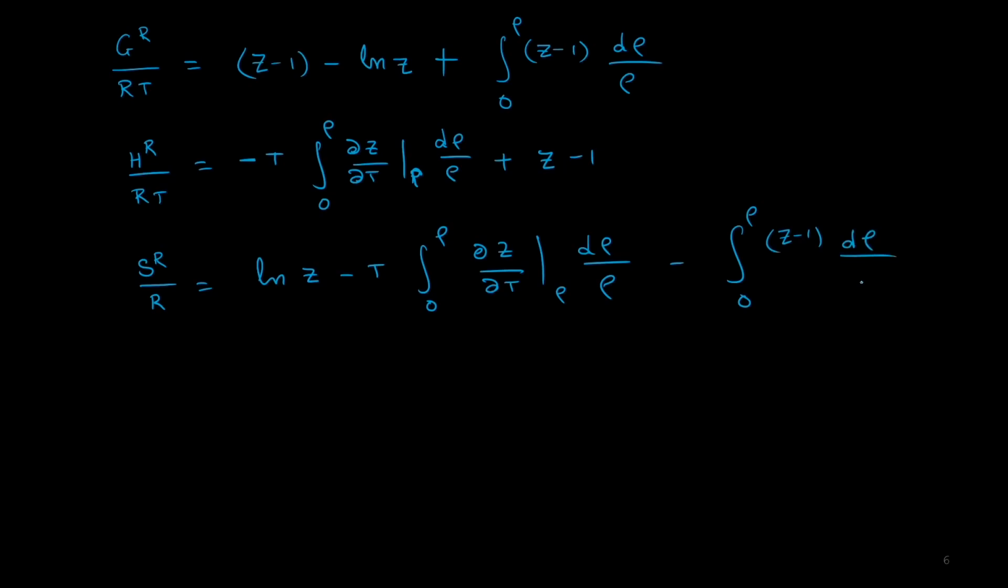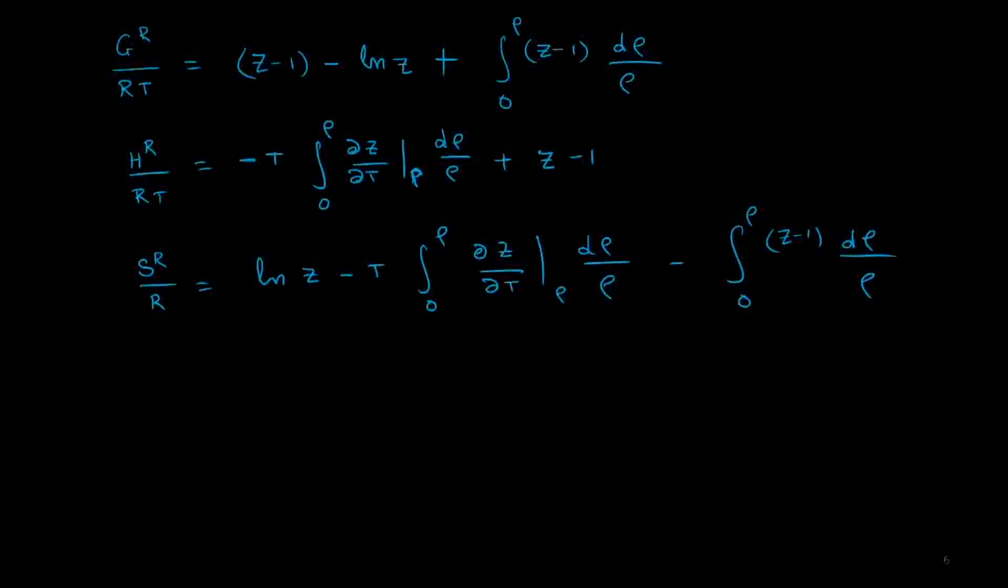minus the integral from 0 to rho of (Z minus 1) d rho over rho. So all the three equations, on the right hand side, have just the compressibility factor, densities and temperatures, and derivatives and integrals of these quantities, all of which can be measured in the lab. And the left hand side is the residual property. So if I have a volume explicit equation of state, the right hand side can be easily obtained, and then I can use that form of expression to calculate the residual properties, right?